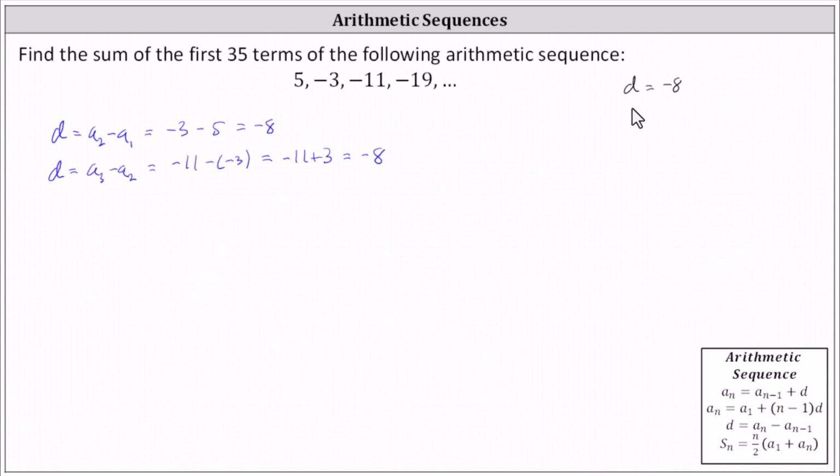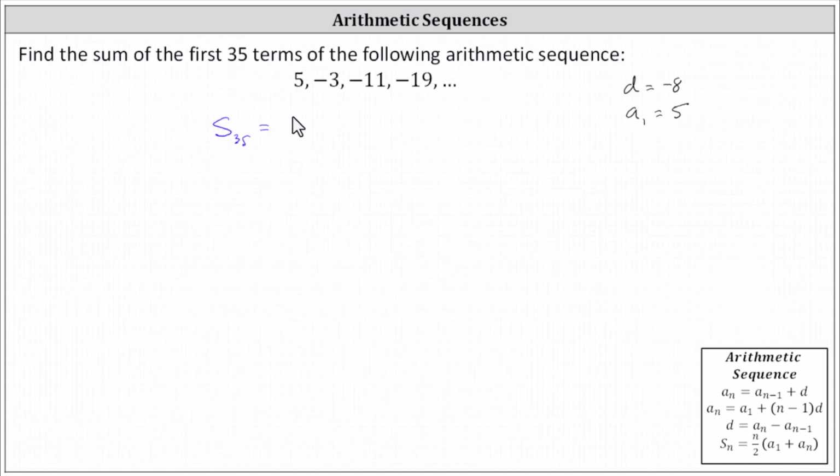We also know a sub 1 equals 5, the first term in the sequence. And now to determine the sum of the first 35 terms, which is s sub 35, notice s sub n equals n divided by 2 times the sum of a sub 1 and a sub n, which in our case is a sub 35. So again, using the sum formula for an arithmetic series, if we're looking for the sum of the first 35 terms, we have s sub 35 equals 35 divided by 2 times the sum of a sub 1 and a sub 35.